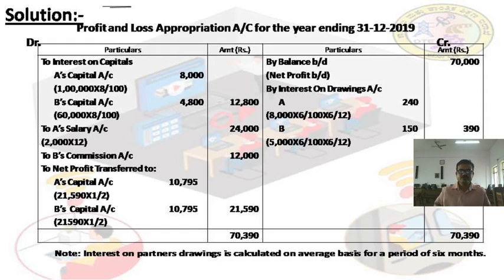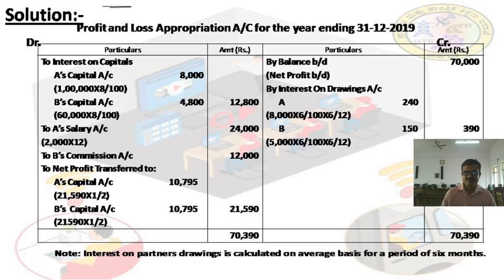Next one is interest on drawings. A very important aspect is the calculation of interest on drawings. First we need to calculate the interest on drawing, which appears on the credit side of the profit and loss appropriation account. By interest on drawing account, first calculate the interest on drawing of A. How much drawing was made by A? What is the amount of drawing of Mr. A? 8,000. And the rate of interest is given as 6%.